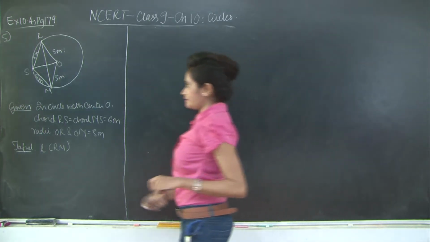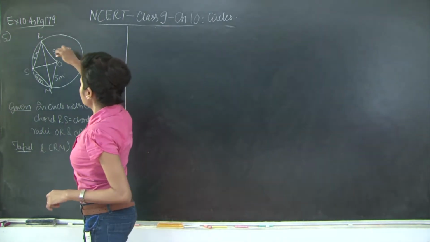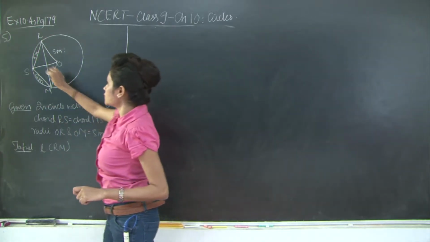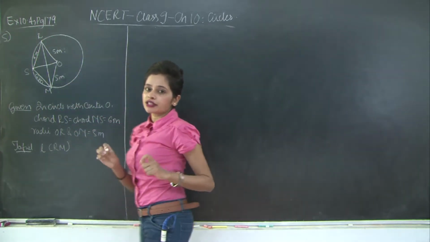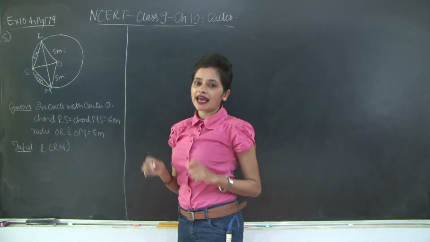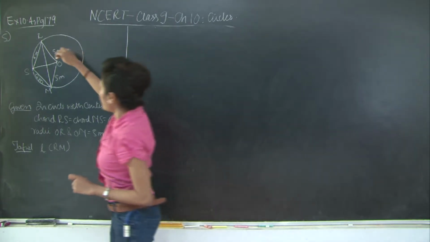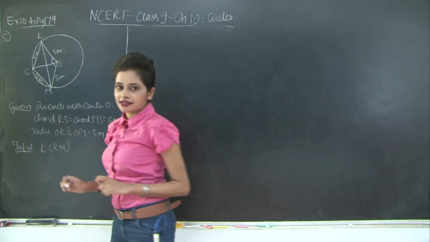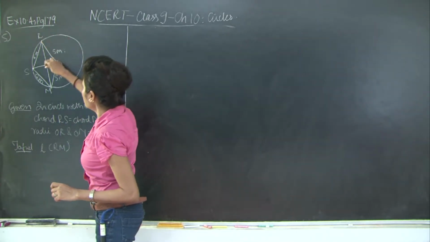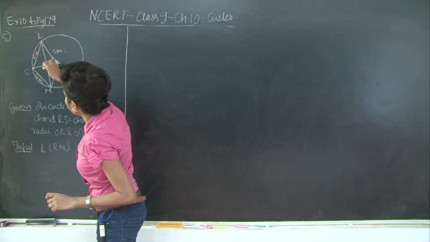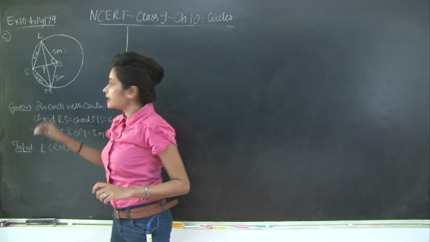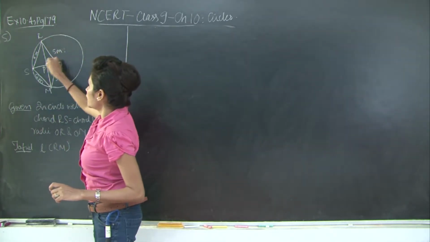Now coming back. First of all, if you notice, you have these two chords equal to each other. RS is equal to MS. What do we know about equal chords? That they subtend equal angles at the center. Therefore, I have angle ROS is equal to angle MOS. Let's say the point of intersection of RM and SO is P. Therefore, angle ROP is equal to angle MOP.